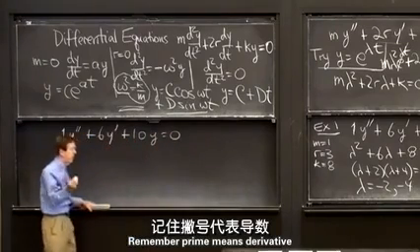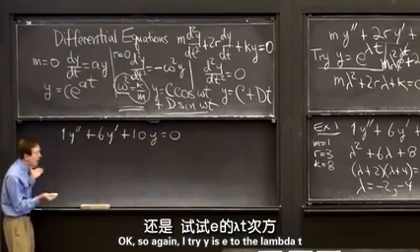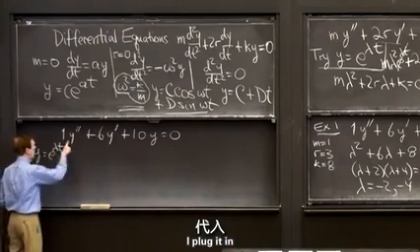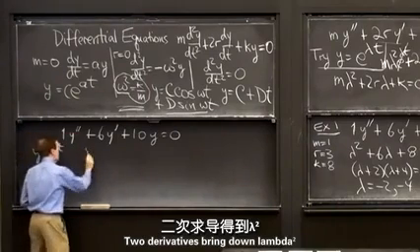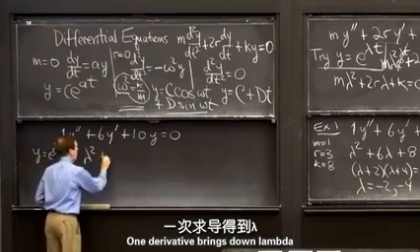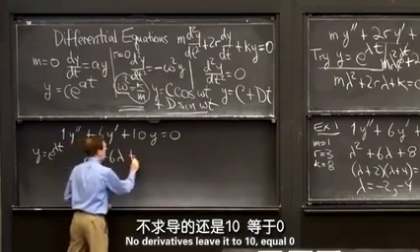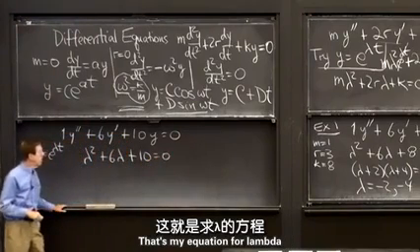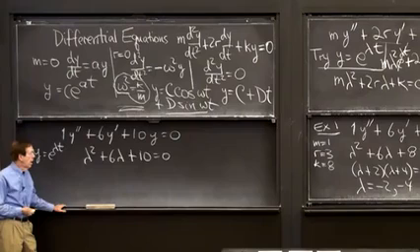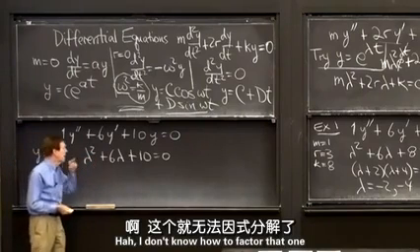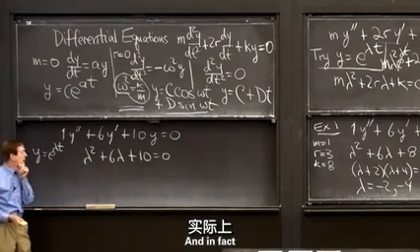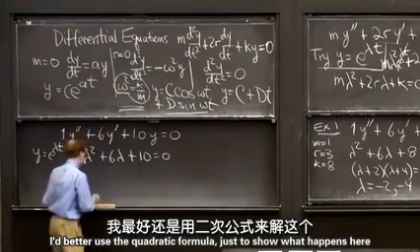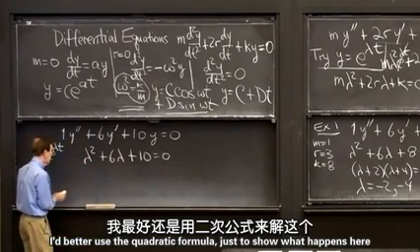Remembering prime means derivative. Okay, so again I try y is e to the lambda t. I plug it in. Two derivatives bring down lambda squared. One derivative brings down lambda. No derivatives leaves the 10, equals 0. That's my equation for lambda. I don't know how to factor that one. And in fact, I better use the quadratic formula just to show what happens here.